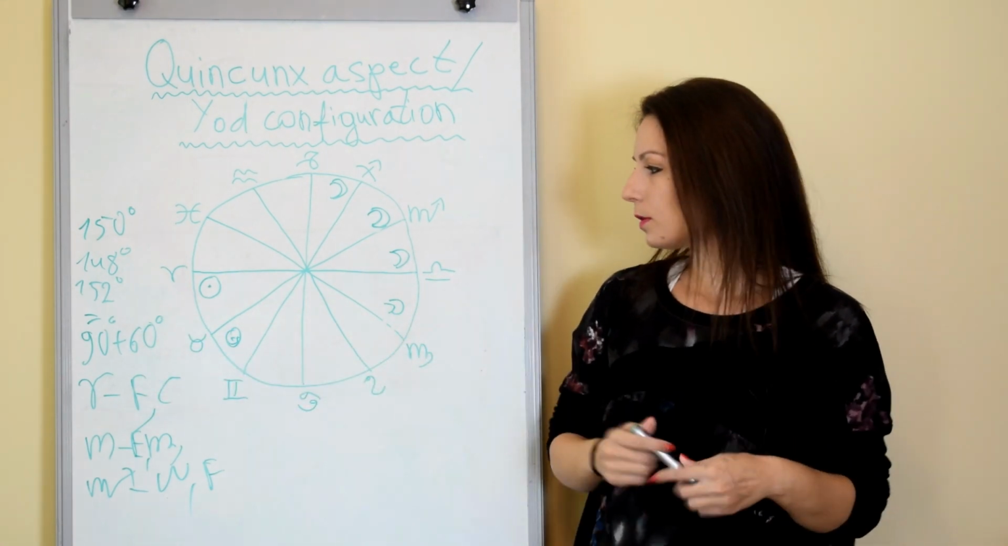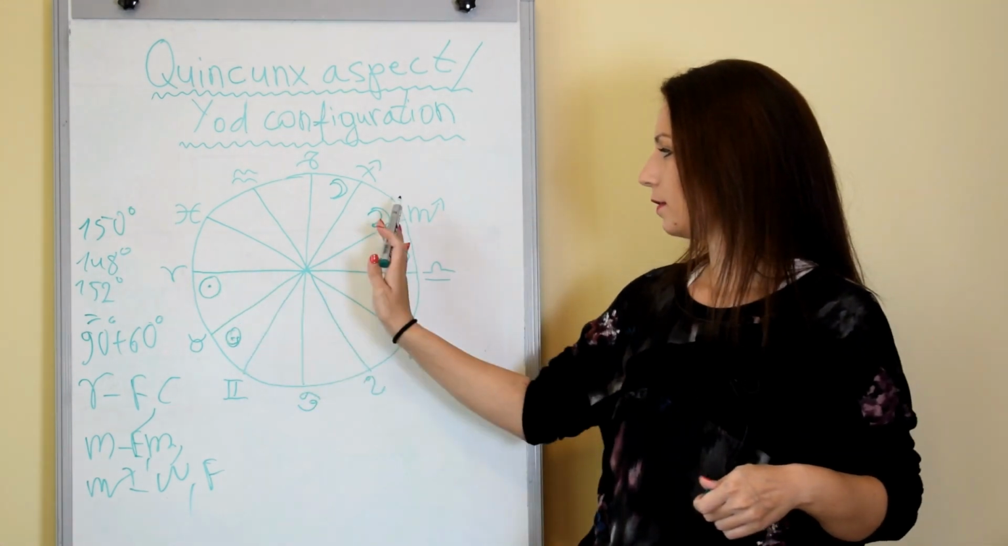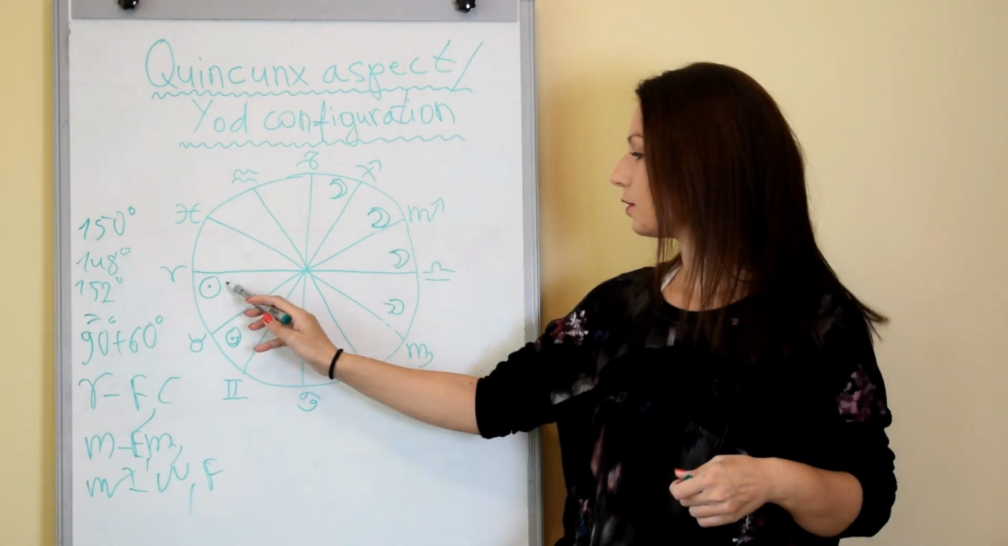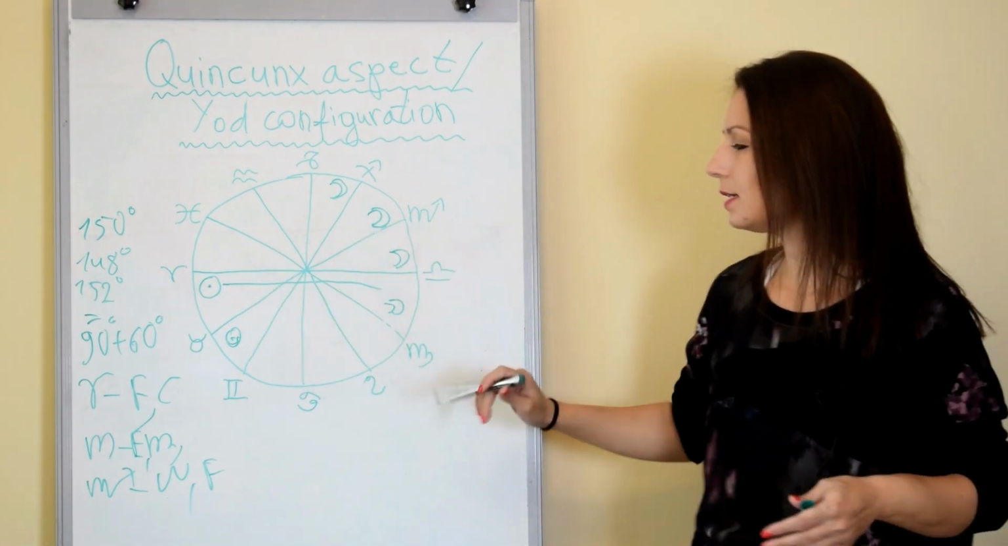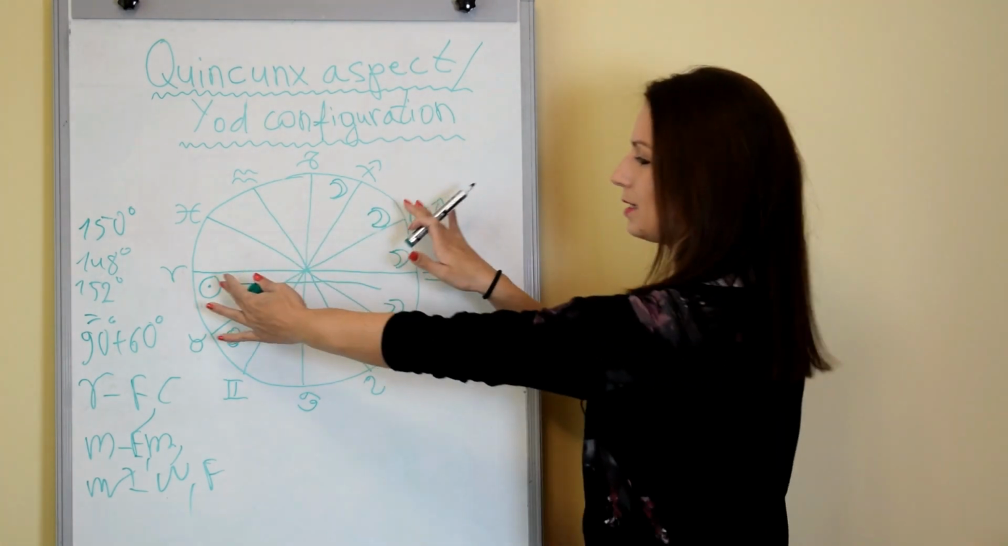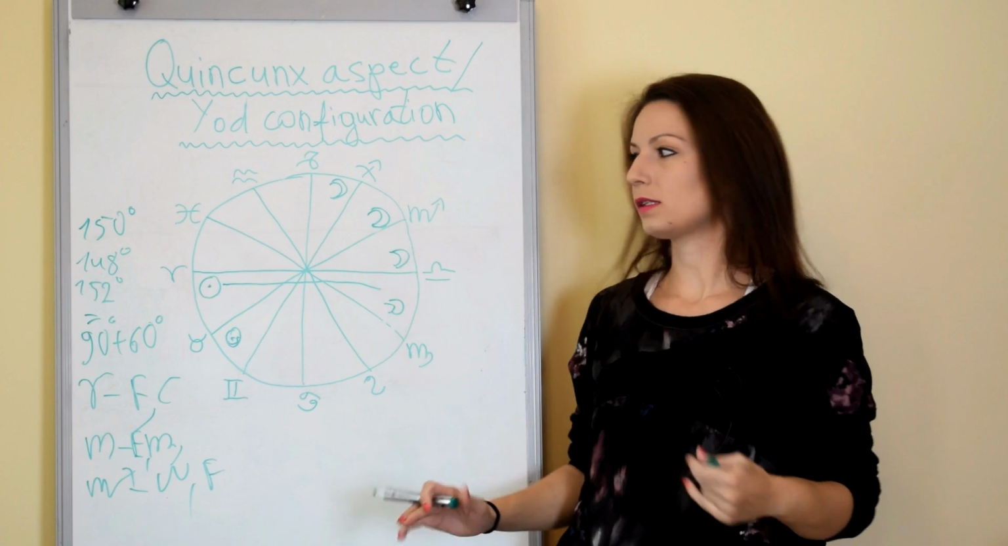The other important thing is that look what is the difference between these positions. Look here. So here and here. Basically, this aspect takes almost the whole horoscope. This is one of the longest possible aspects.